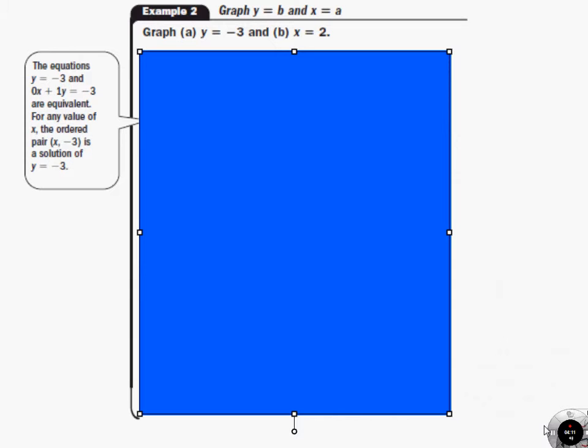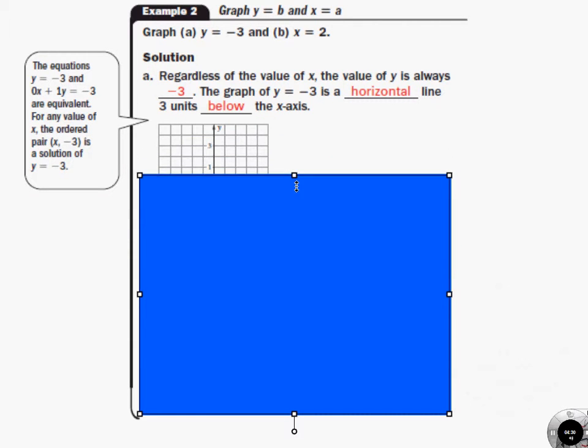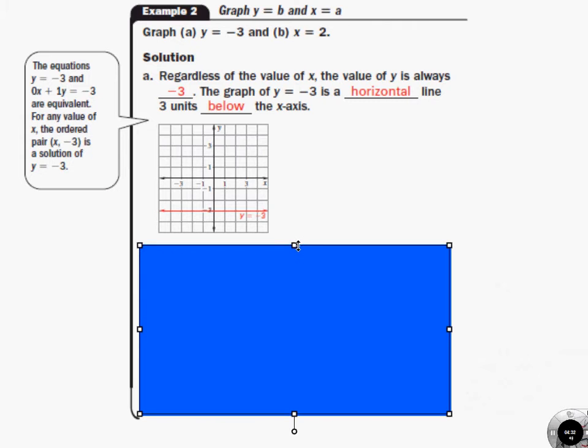The second type of problem that you will encounter in 4.2 is when you're asked to graph an equation, but there is only one variable in that equation. For example, A has y equals -3, and B asks you to graph x equals 2. In this situation, for A, regardless of the value of x, the value of y is always -3. The graph of y equals -3 is a horizontal line 3 units below the x-axis. Notice how this line includes y values that are only -3, regardless of what x equals.